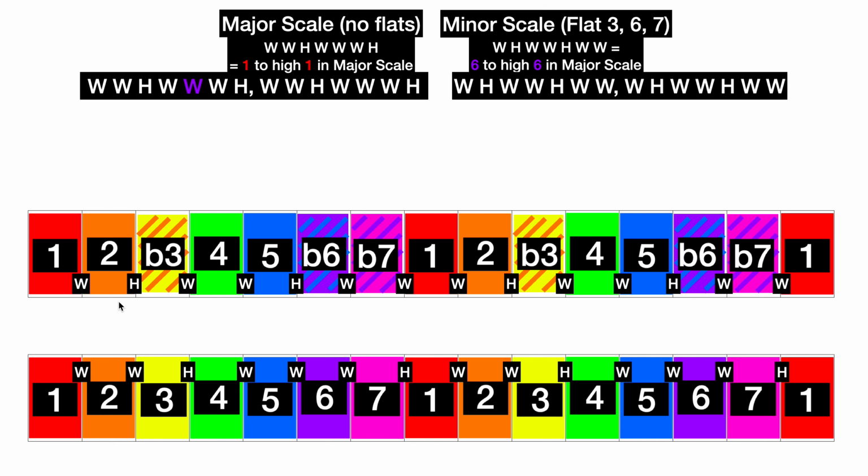All right, what's a W and an H? A W just means a whole step. It means skip a note. Half step means go straight to the next note. So 2 and flat 3 are right next to each other. But 2 and 3, there's a note in between, which is the flat 3. Okay, that is the rundown.